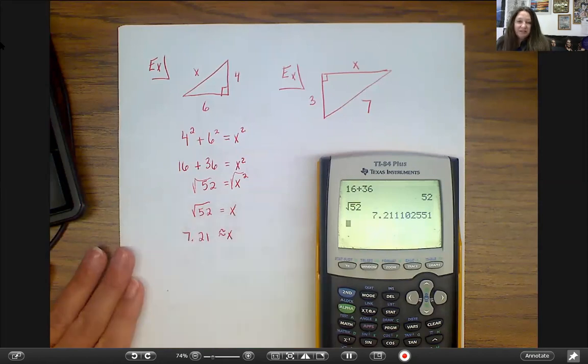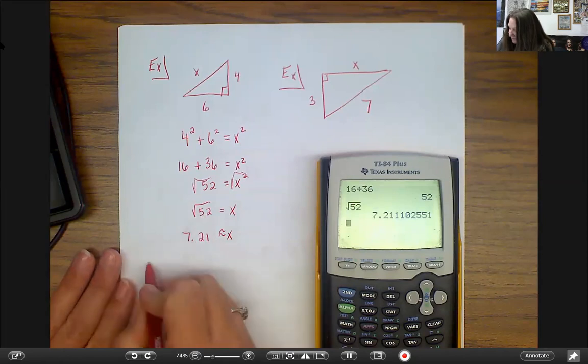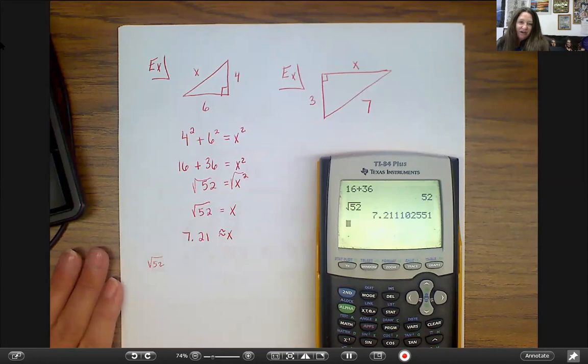7.21 approximately. Okay, in some cases, and when you take your standardized test, possibly like ACT, they might have you simplify this radical and keep it as an exact value. So I just want to show that being broken down. 52 does have a perfect square factor.